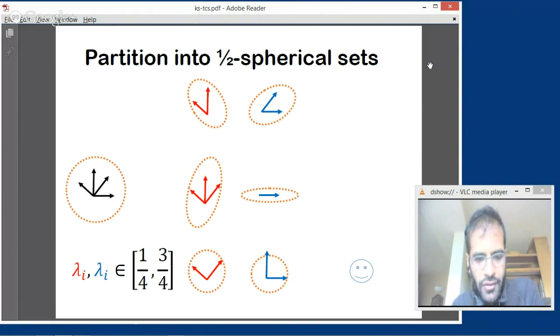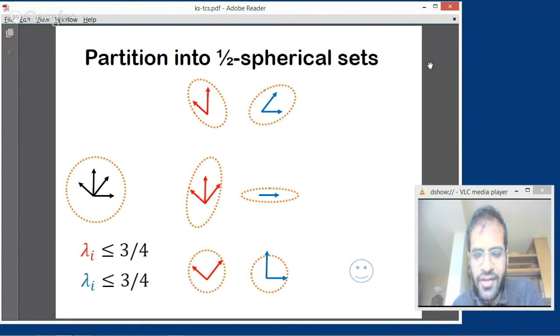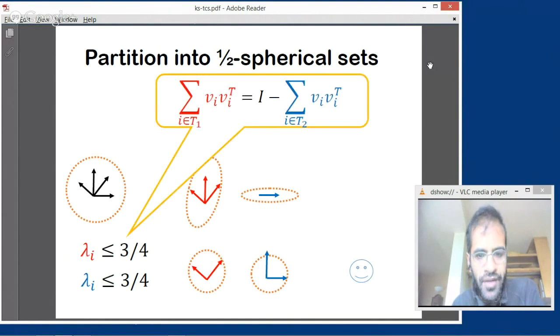Okay. So let me observe that this is equivalent to just requiring an upper bound on the eigenvalues of each part. If I can find a partition so that each half has eigenvalues upper bounded by 3/4, then that suffices. The reason is that because the original set was isotropic, the red part is just equal to identity minus the blue part.